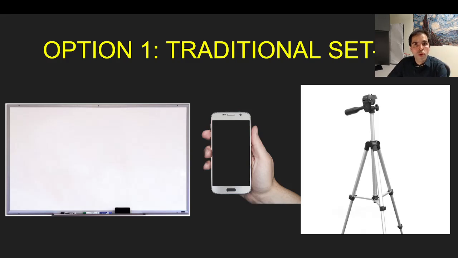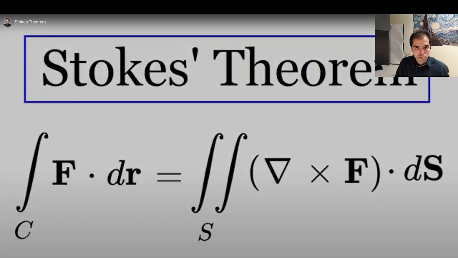A whiteboard, which you can buy on Amazon. They have it for $100. Great investment. Your phone, which hopefully a lot of people have, and a tripod, which you can buy on Amazon for $60. And all you do, you put your phone on your tripod and record yourself. And that's a traditional setup. And the way it looks is as follows.